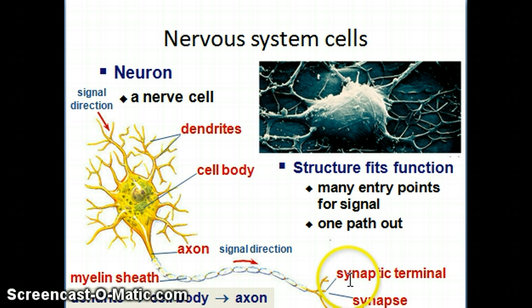And then where it ends here is called a number of different things for the same structure. So the synaptic terminal is also known as the axon terminal. It's the place where the signal is going to get passed on either to another neuron or to a target effector, which is going to be a muscle or a gland, in order to get a response. So in this case, again, the structure being many entry points in, but only one exit out.